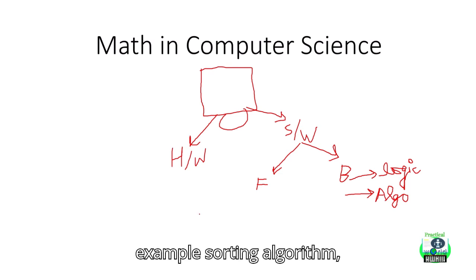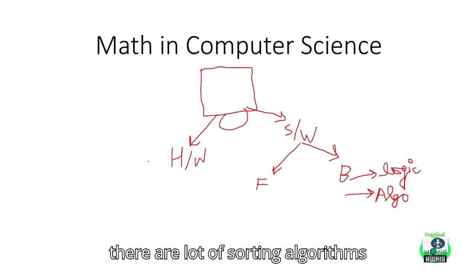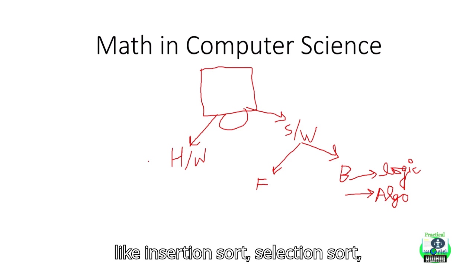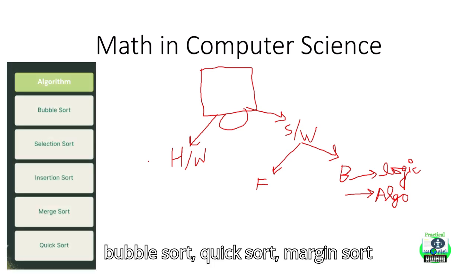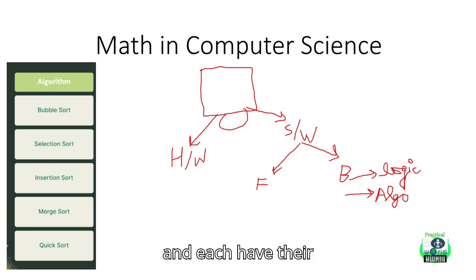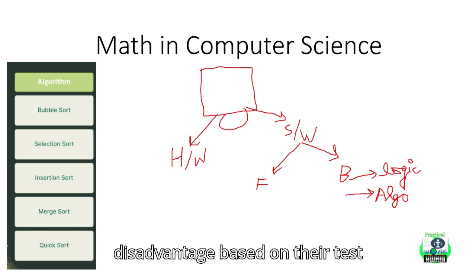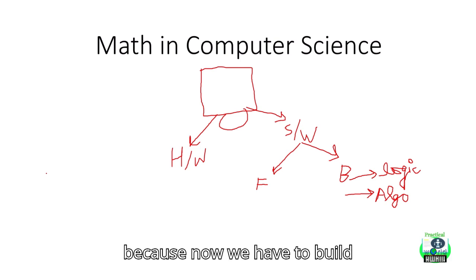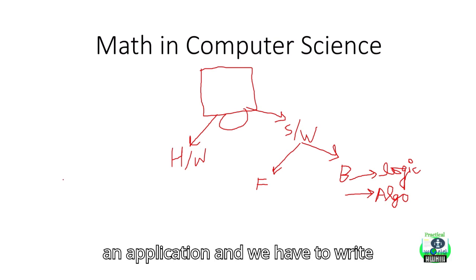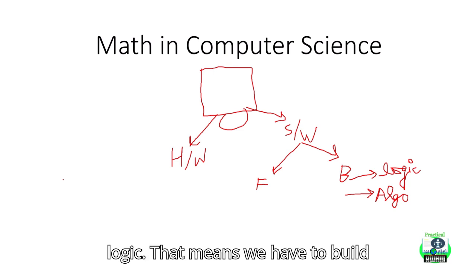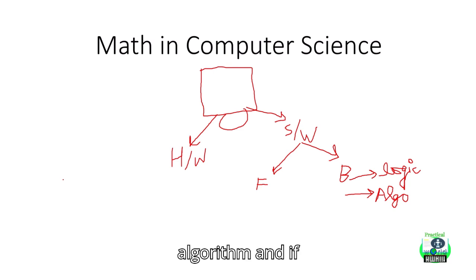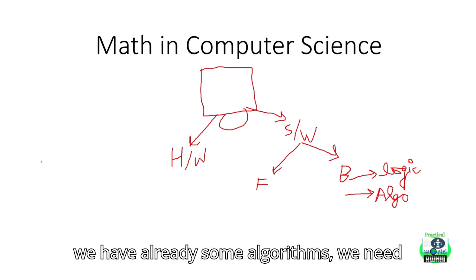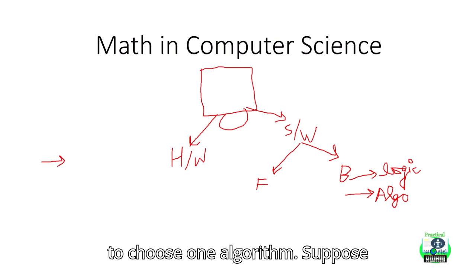For example, sorting algorithms. There are a lot of sorting algorithms like insertion sort, selection sort, bubble sort, quick sort, merge sort, and each has its benefits and disadvantages based on test cases or performance. So now we are moving towards mathematics, because now we have to build an application and write logic. That means we have to build an algorithm.